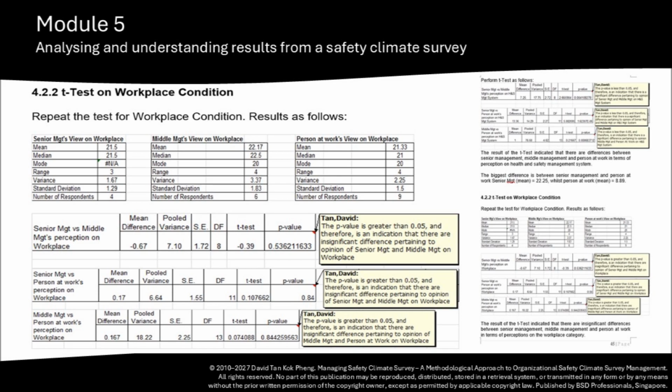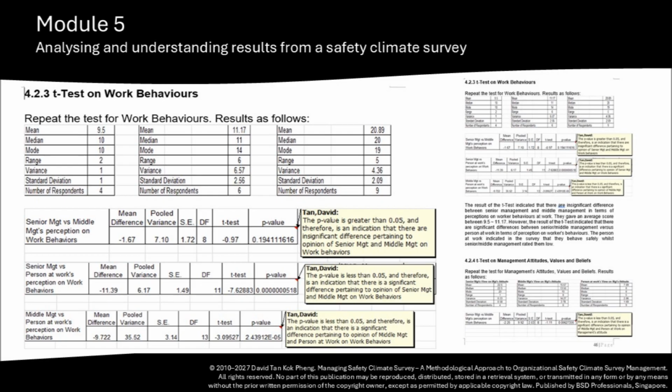The results of the t-test indicate that there are insignificant differences between senior management, middle management, and persons at work in terms of perceptions of workplace condition. This suggests that all three groups share relatively similar views regarding workplace conditions within the organization, with no statistically significant variation observed between their responses.